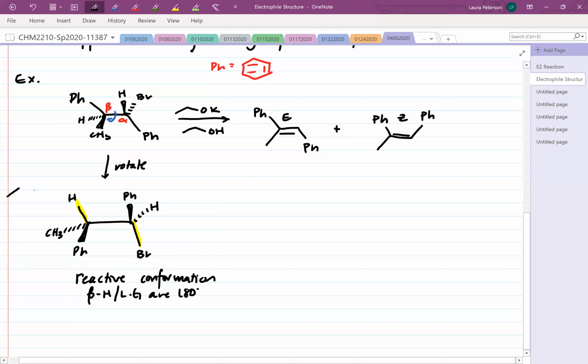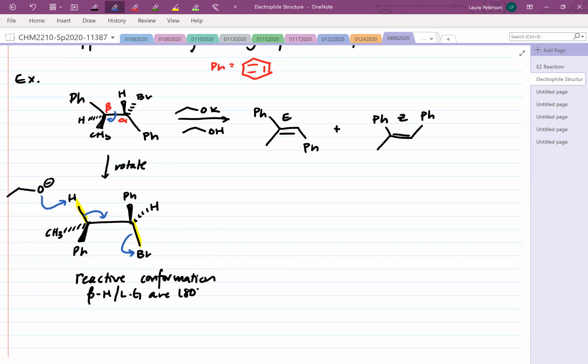Our base was ethoxide. So we're going to have our ethoxide pick up our proton. We're going to donate those electrons to make the pi bond, and the leaving group is going to leave. Those bonds that I highlighted, that was the orbital requirement I was talking about. For the electrons between the hydrogen and the carbon to flow into the pi bond and then into the bromine, those orbitals have to be aligned in this way, 180 degrees apart. So there's the mechanism.